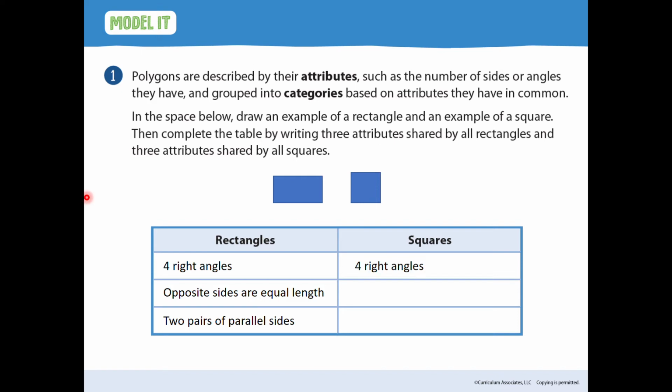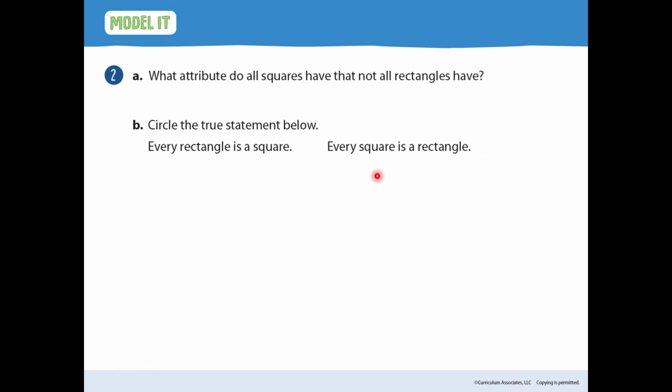Okay, when we're looking at squares, it also has 4 right angles. All 4 sides are equal length. And it has 2 pairs of parallel sides. Number 2, letter A. What attribute do all squares have that not all rectangles have? So an attribute that squares have that rectangles do not have is they have 4 equal sides.